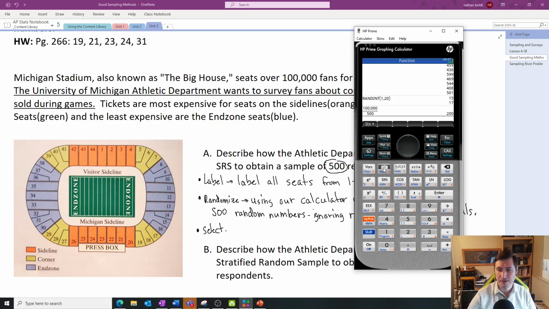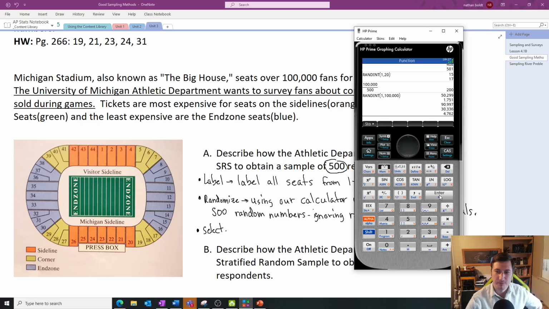So for me, I have to go to my toolbox, to probability, to random. I want a random integer. And then whatever you got to type into your calculator, I'm going to go from 1 to 100,000. All right, it's pretty easy, but you do need to find that feature on your calculator. Now I would just hit enter 500 times. You ready for this, everybody?